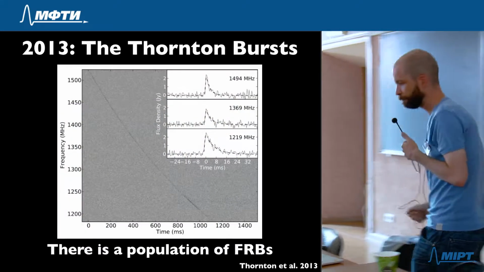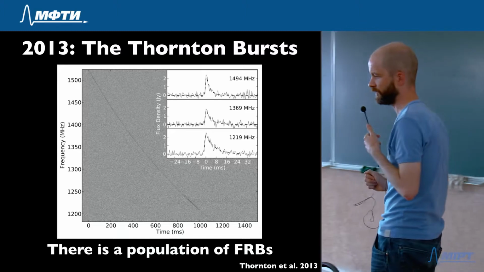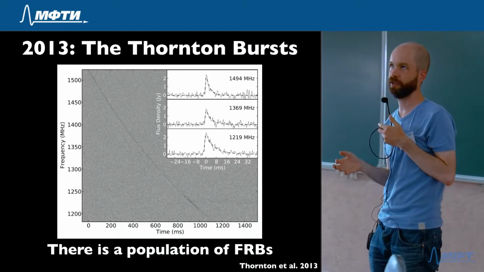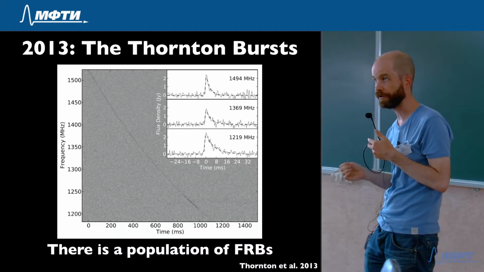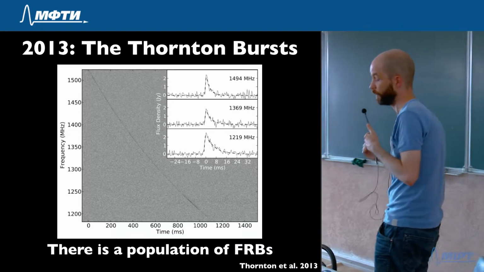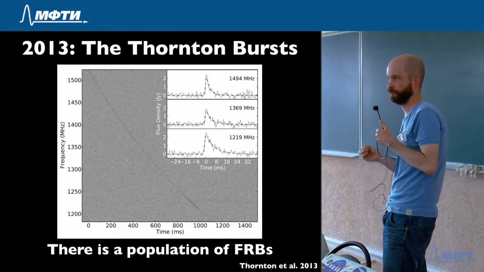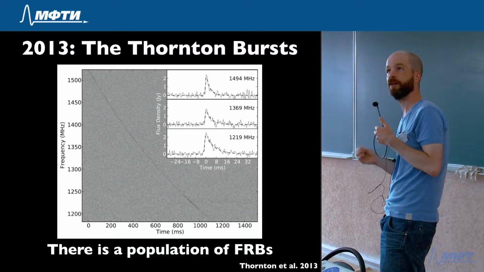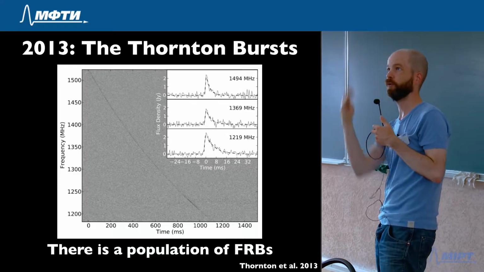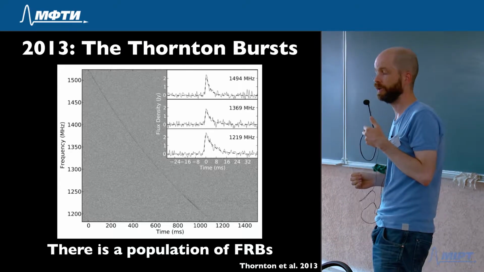But despite that, ongoing work with the Parkes telescope found a population of fast radio bursts. So there was an ongoing survey with the Parkes telescope to look for radio pulsars. Parkes has been very successful at finding radio pulsars. Probably half the pulsars that have been found with the Parkes telescope. And in that data set, they found 4 examples of things that look similar to the Lorimer burst.